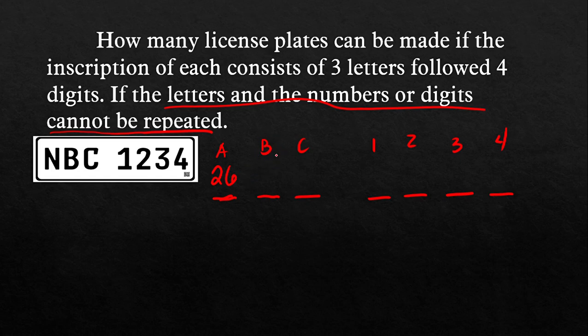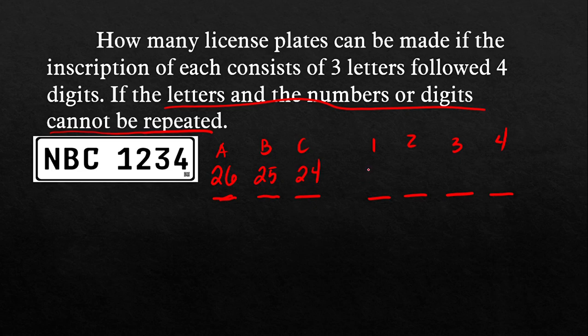How about B? We only have 25 because A has already been used, so it cannot be repeated. Minus 1, so 25. How about C? You will get 24, because A and B have already been used. So you only have 24 choices. They cannot be repeated.